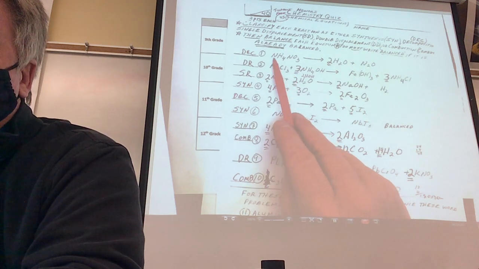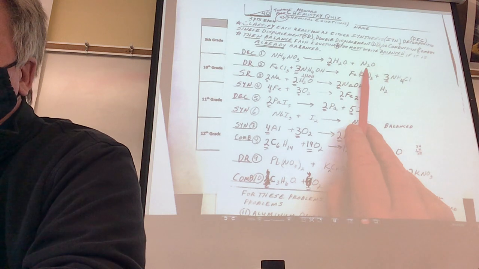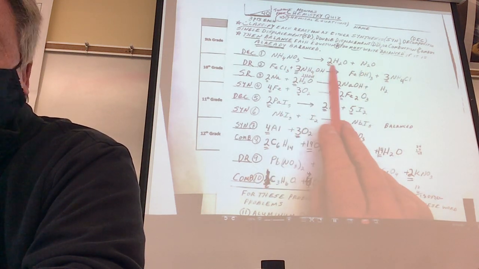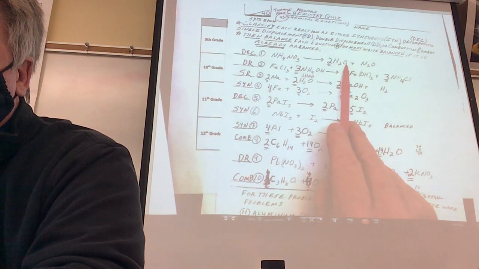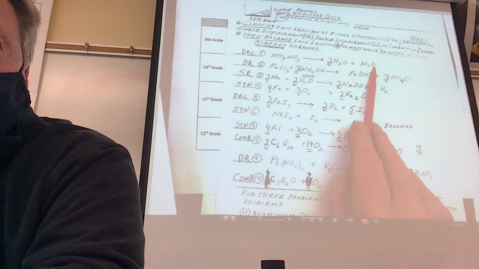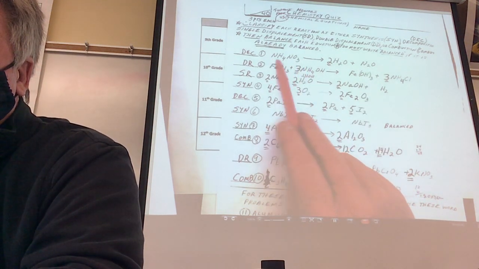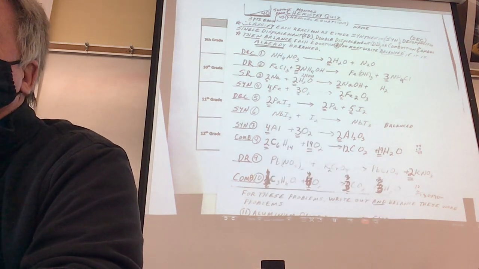How many nitrogens? 2. How many over here? 2. And how many hydrogens? 4. So I put a 2 there. That gives me 4 hydrogens. Now watch. 2 times 1, 2 oxygens, plus 1 is 3. And there's 3 right there. So the tough part here was there's nitrogen here and nitrogen here. All right, what's next? Good question.